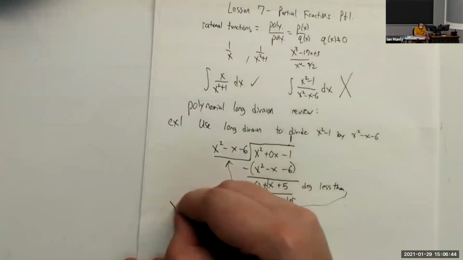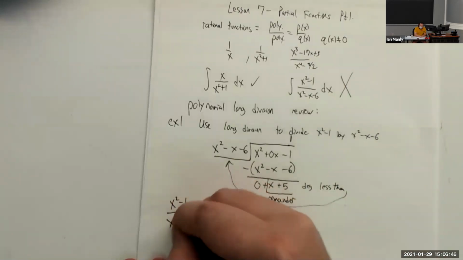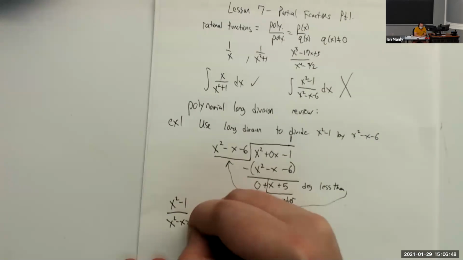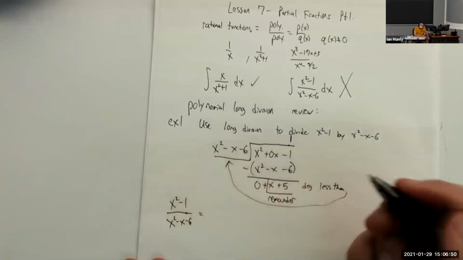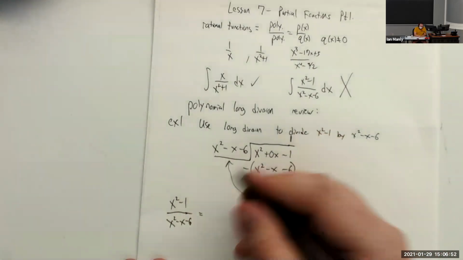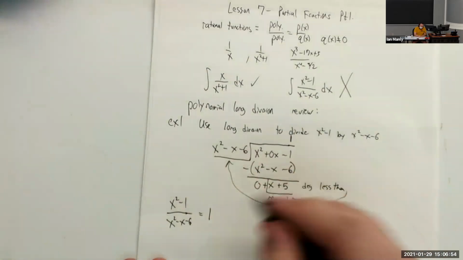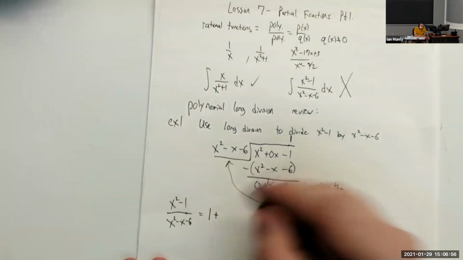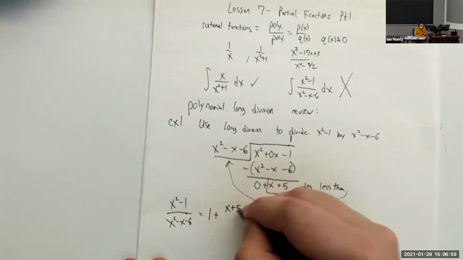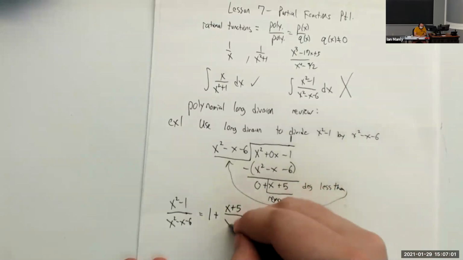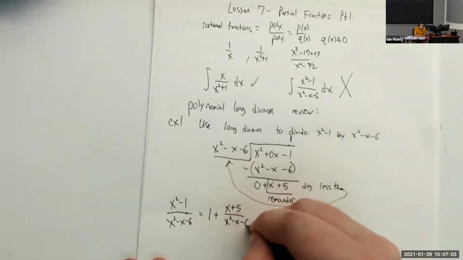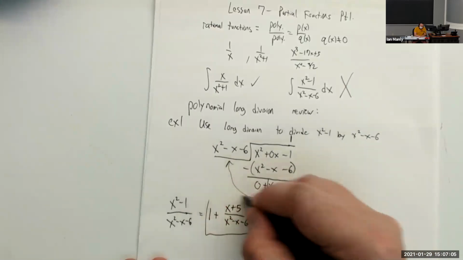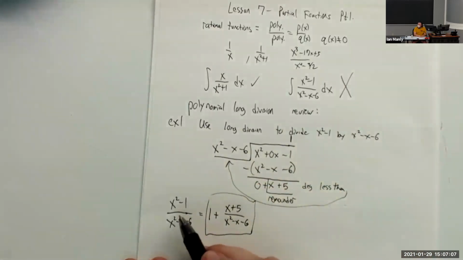So if I want to do x squared minus 1 over x squared minus x minus 6, that's the same thing as whatever we have up here on its own, and then our remainder divided by the original divisor here. So this is another way of saying this function right here.